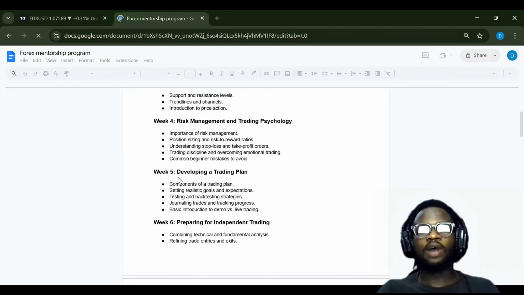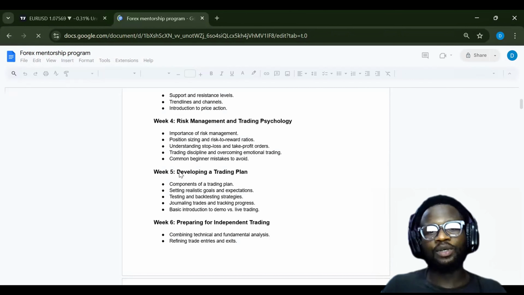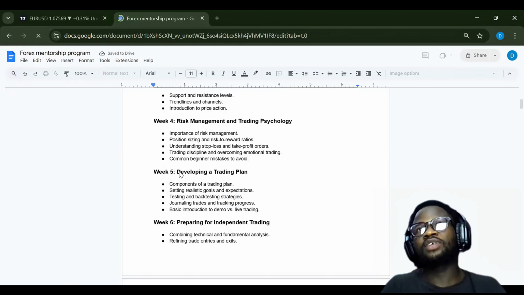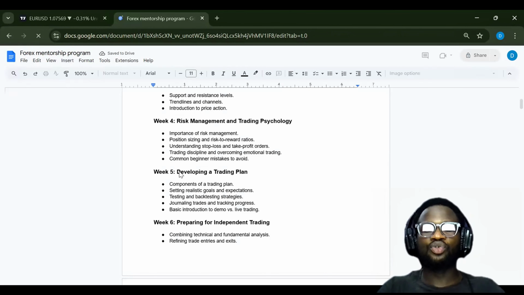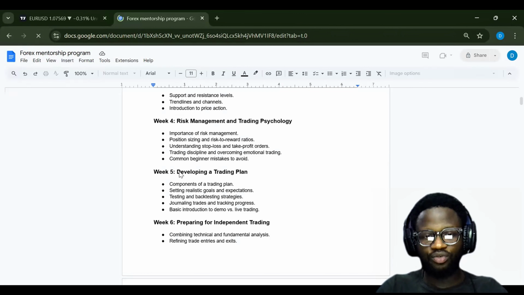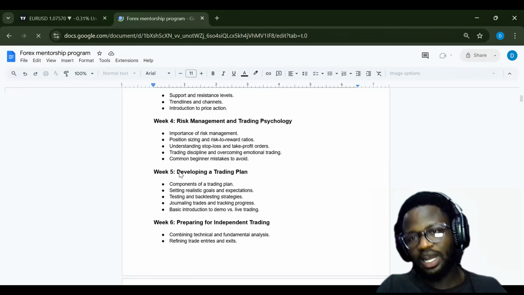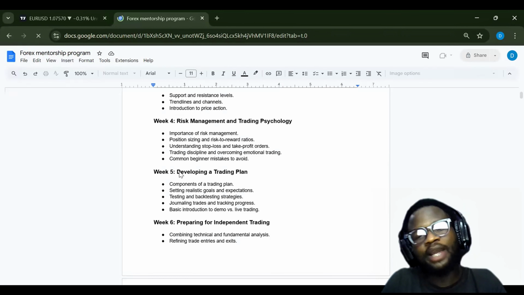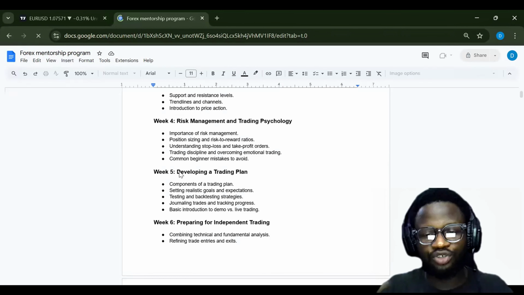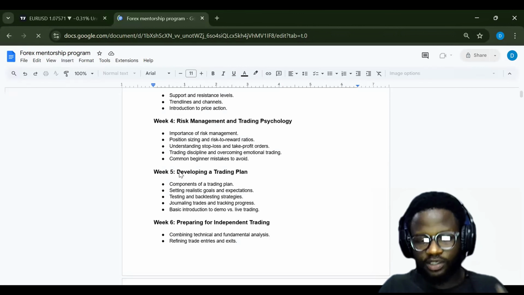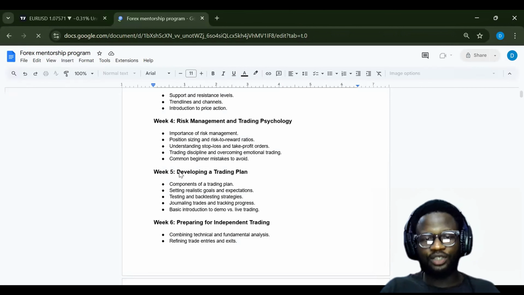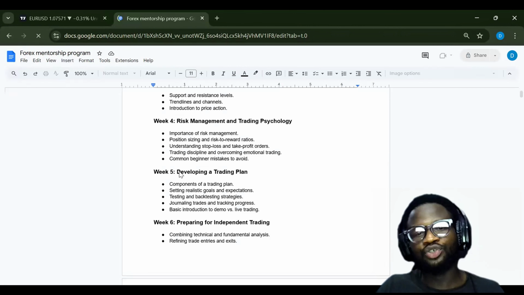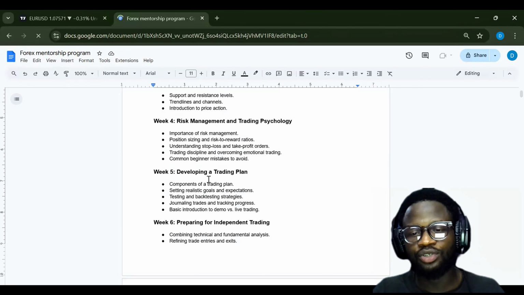And now we are moving into week five, which will be developing a trading plan, because all that we have given you is able to give you the edge that you need as a beginner. Now, as a beginner, I don't expect that you have too many expectations from yourself on forex trading. Give yourself time. You are just getting introduced to the market. So we are moving into week five and we'll be developing a trading plan.